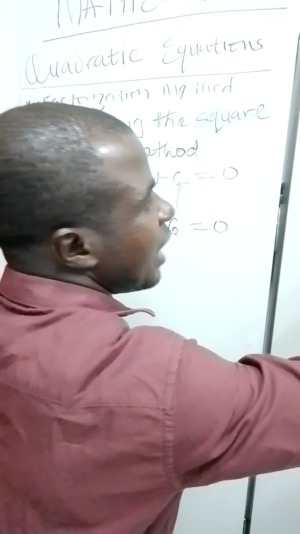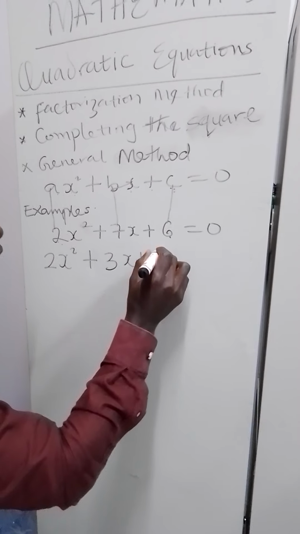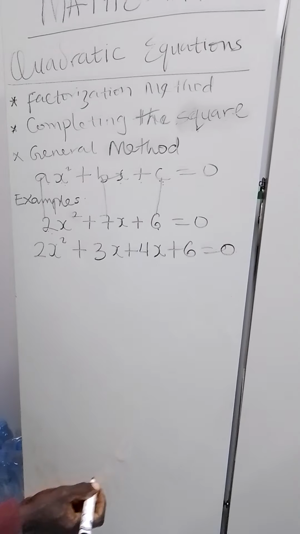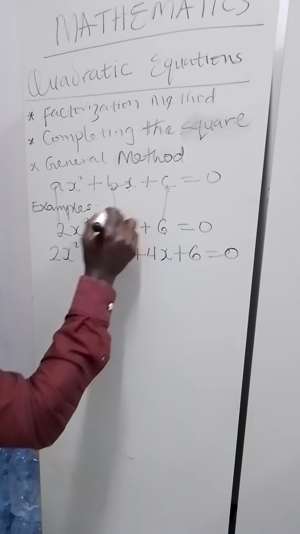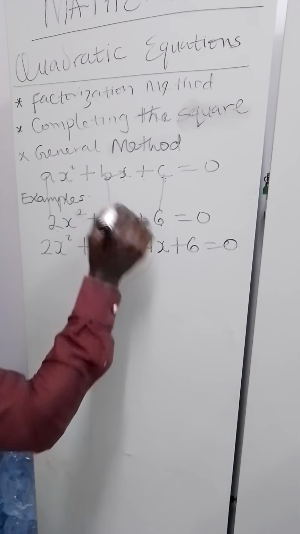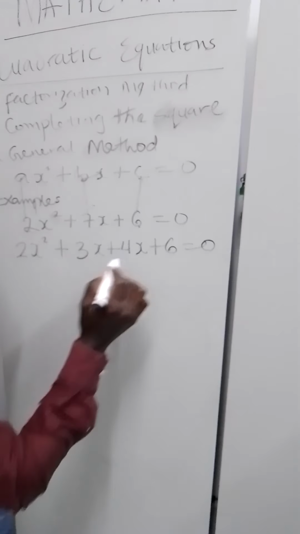We are going to have 3 and 4. That is plus 3x plus 4x, then plus 6 equal to 0. So the only thing that has changed in the original equation is plus 7x. The plus 7x has been replaced with plus 3x and plus 4x, and that is what we are having here.